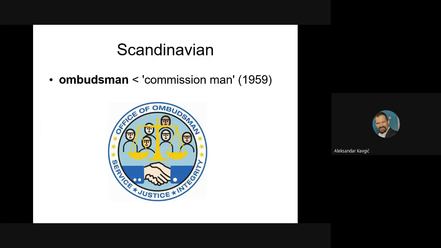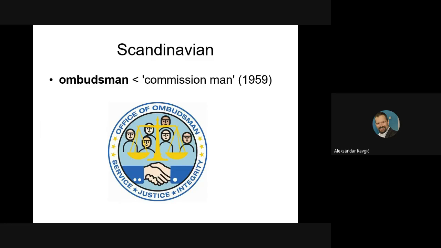The ombudsman is actually interesting. It's a person appointed by the government with a significant degree of independence, and this person represents the interest of the public, investigates, addresses complaints, and takes care of maladministration or violation of rights by the government.